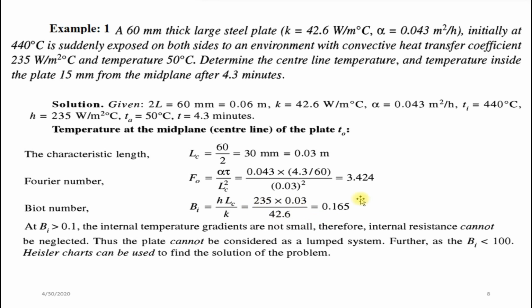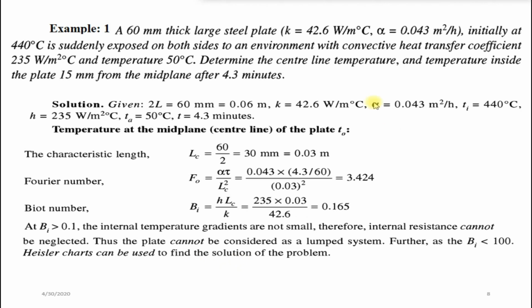By looking at this value, the Biot number is greater than 0.1, so it is not possible to use the lumped capacitance method. The internal temperature gradients are not small, therefore internal resistance cannot be neglected. Thus, the plate cannot be considered as a lumped system. Therefore, Heisler charts can be used to find the solution of the problem.